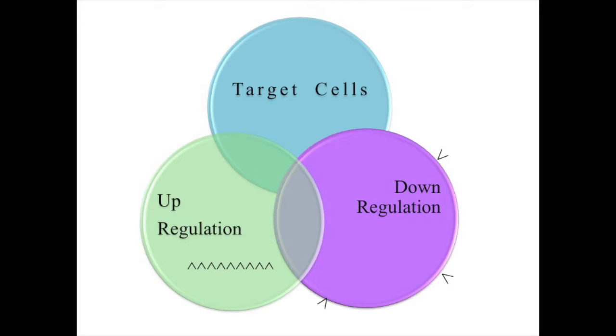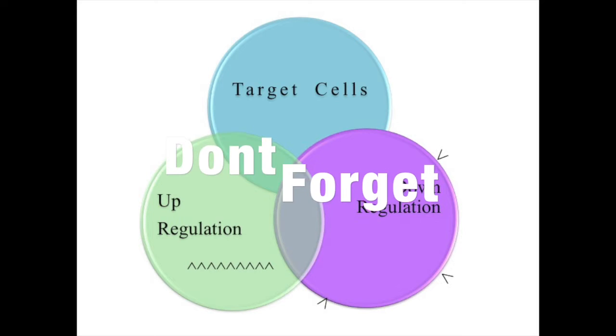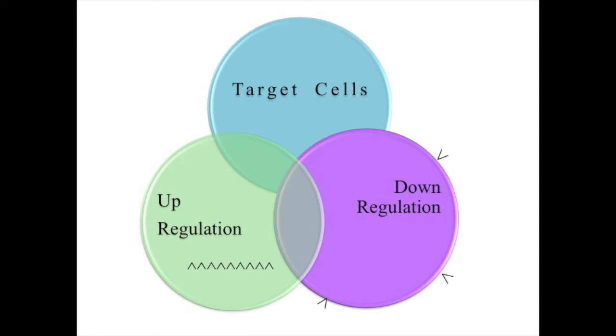Something that happens within those target cells is upregulation and downregulation. Upregulation, being the green circle on the slide, gives an example of more and more receptors being made within the target cell. Downregulation, being the purple circle on the slide, gives examples of fewer receptors being made. Both up and down regulation can occur inside and outside of the target cells.